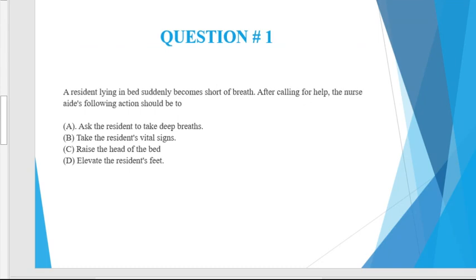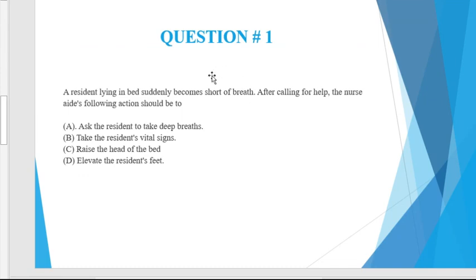A resident is lying in bed and suddenly becomes short of breath. After calling for help, the nurse aide's following action should be... Short of breath means the person is not breathing well. You have already called the nurse. Somebody come, the patient is not feeling well. What would be the next action? A, ask the resident to take deep breaths. B, take the resident's vital signs. C, raise the head of the bed. D, elevate the resident's feet.